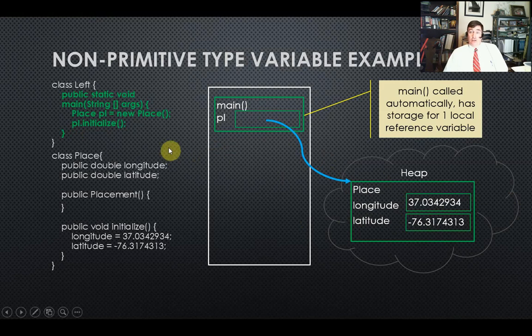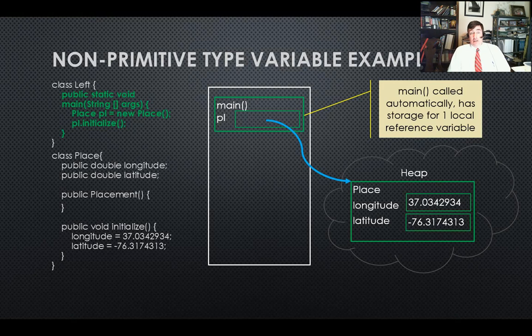Why is that important? That's important because we have no idea how big an object could be. Suppose my object was going to be the Encyclopedia Britannica. That could be gigabytes worth of data, but the object reference is always the same size. It's only the location of where the object is stored.